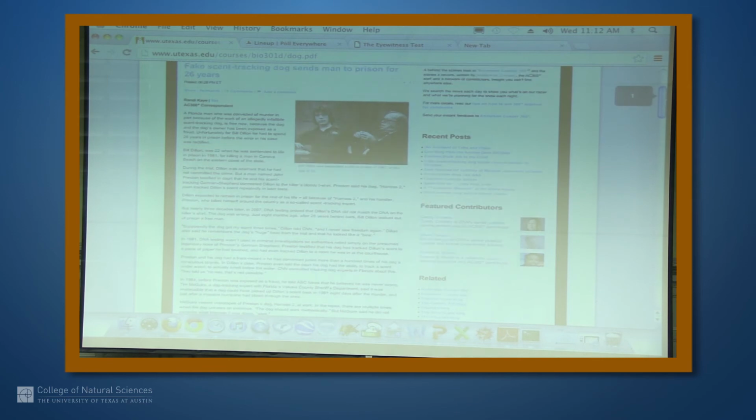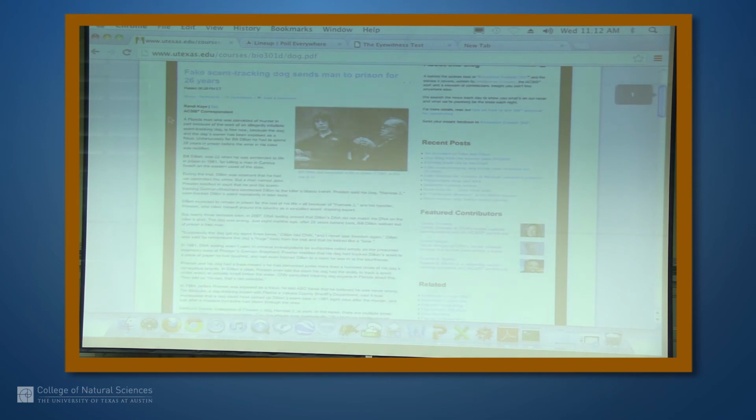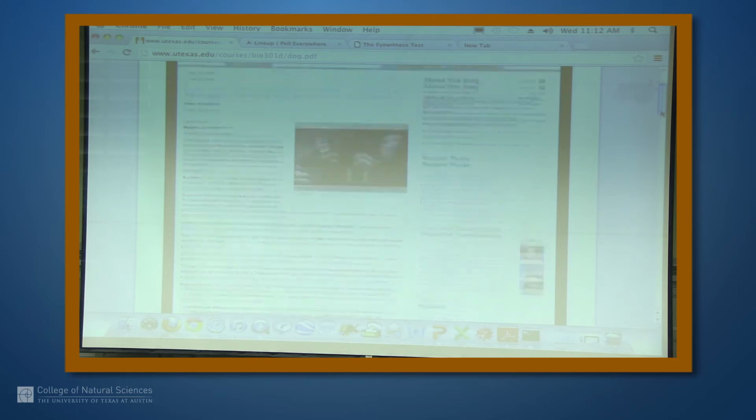So, fake scent tracking dog sends man to prison for 26 years. I realize you aren't going to be able to read anything, maybe other than the title, if you can read that. Okay, the year is 2009 for this article, right? Keep that in mind for a moment.